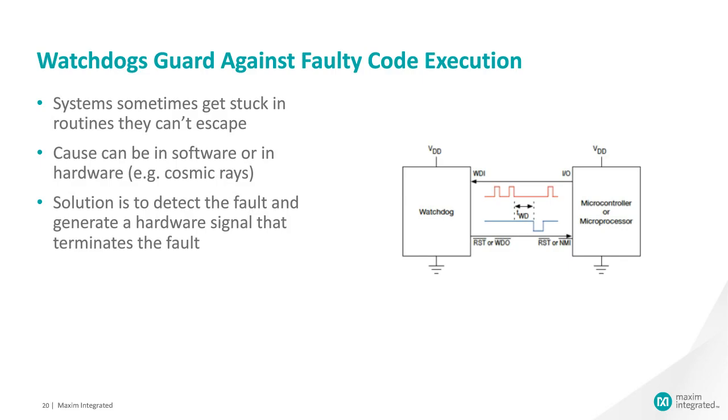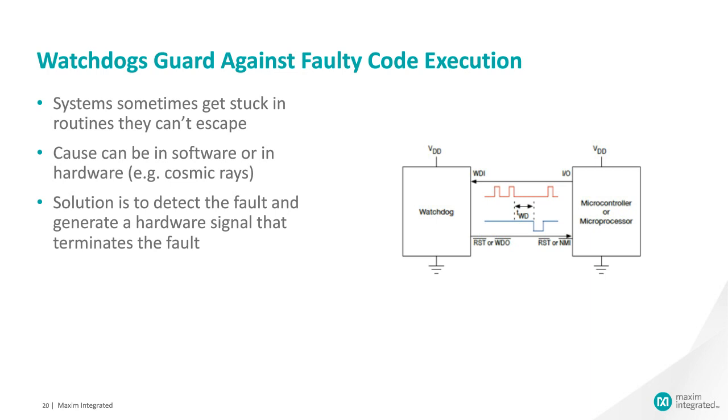So watchdog timers, also called watchdogs, are different from reset in that they are looking for code failures. The source of these failures can be from software errors or hardware errors, including bits being flipped by cosmic rays. The premise is this. If a microprocessor or microcontroller starts to run a piece of code that it can't exit from, a watchdog can detect this condition and generate a hardware signal to set the micro back to the right path.